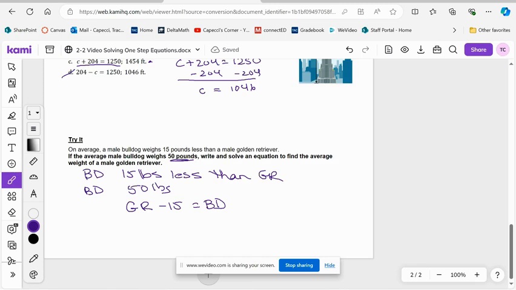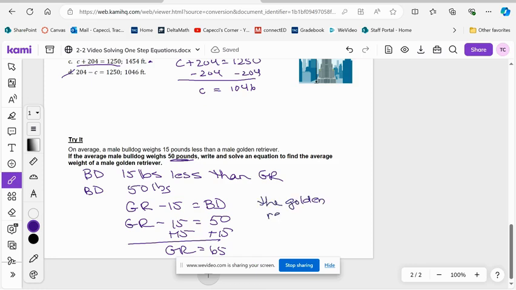So in this case, I know that the average bulldog is 50 pounds. So I add 15 to both sides, and that gives me that the golden retriever is 65 pounds. That's the average.